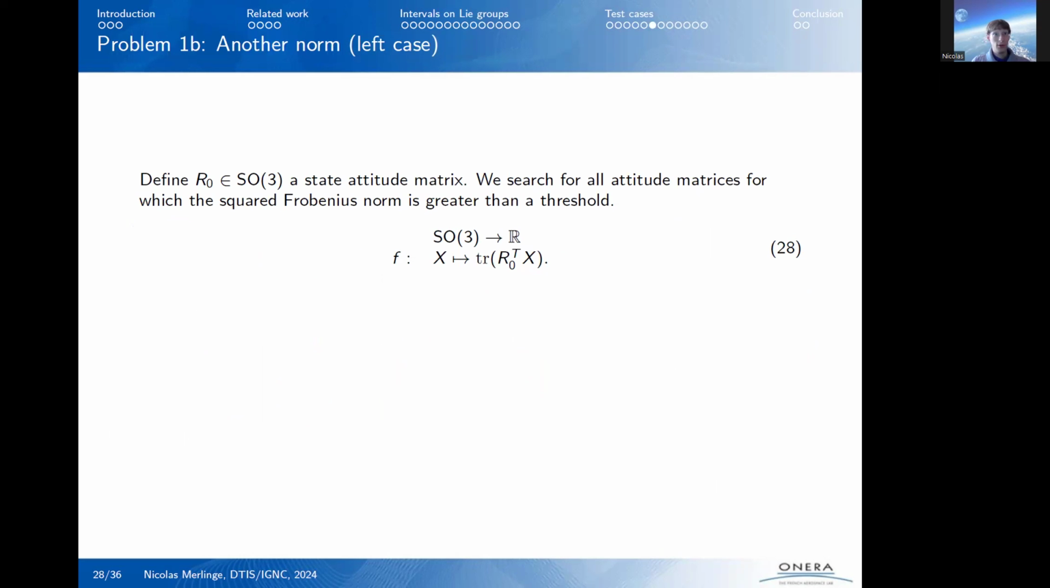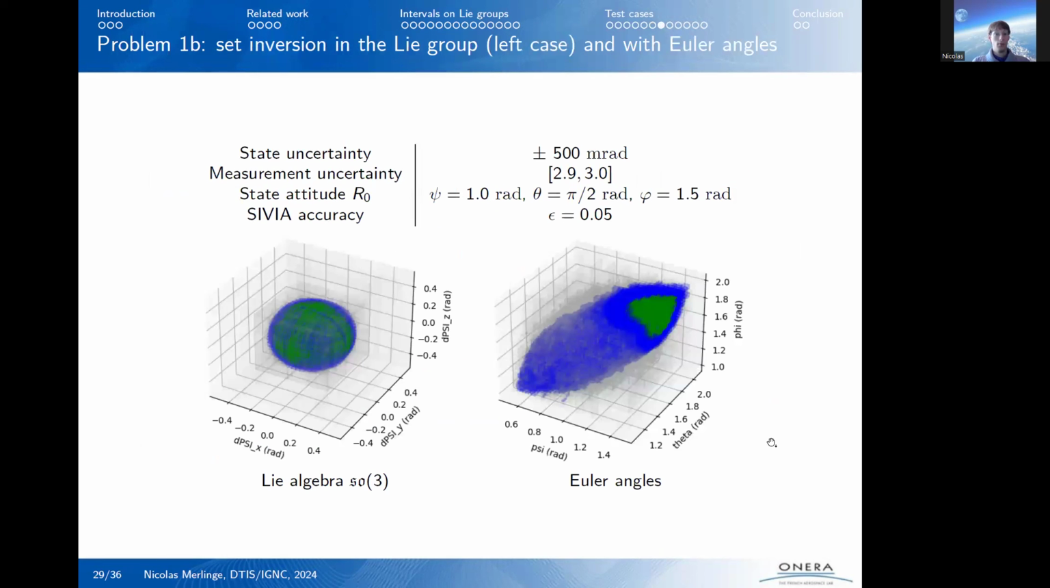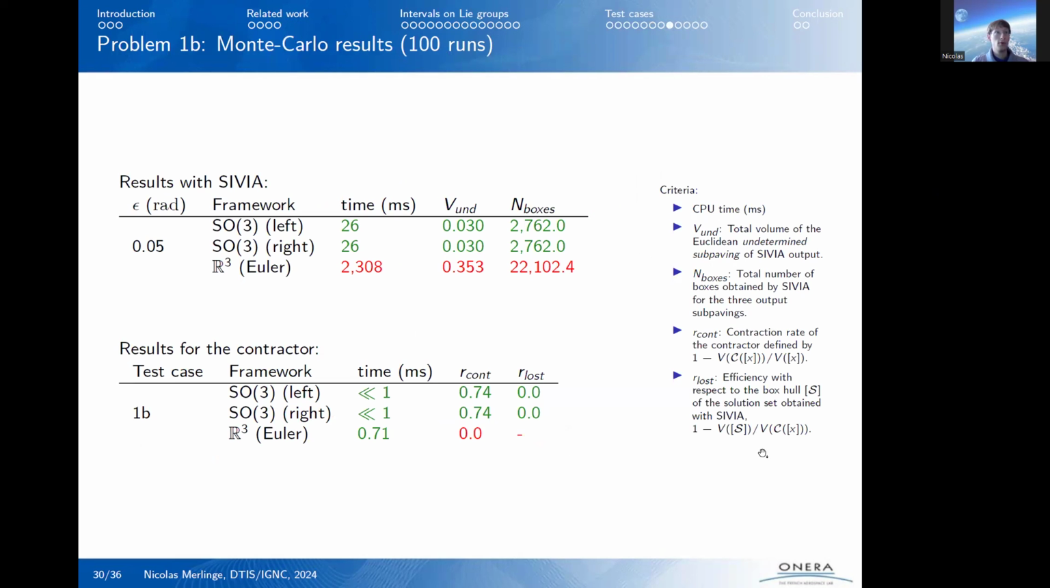Just for fun, here is a small variation of this problem, just by changing the function. If we want to use another norm, for example, here I use a squared Frobenius norm to compare the rotation matrices. And then I can also derive a Euclidean equivalent function by injecting the exponential coordinates formulation. And still in the right and left case, it's equivalent. And here it involves a cosine. Visually, the outputs are quite similar to previously. And also the Monte Carlo results are quite similar in terms of performance. So it's nothing to add here.